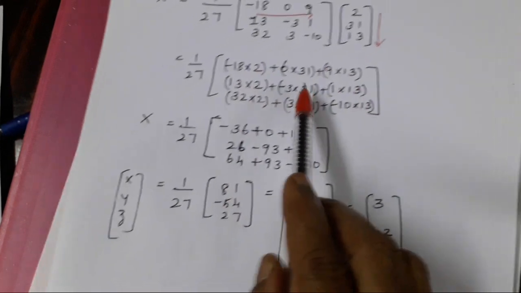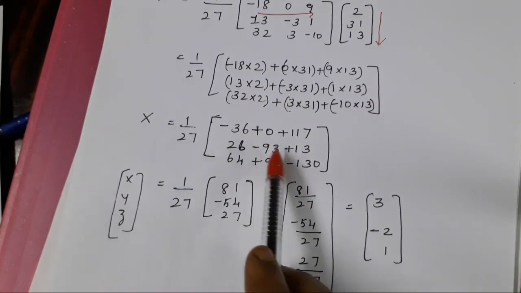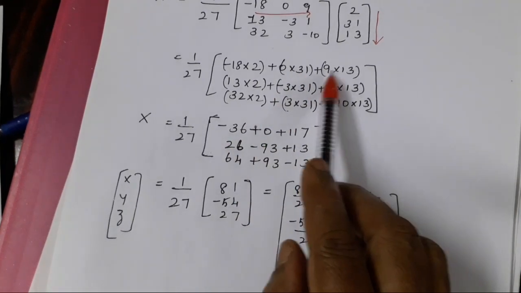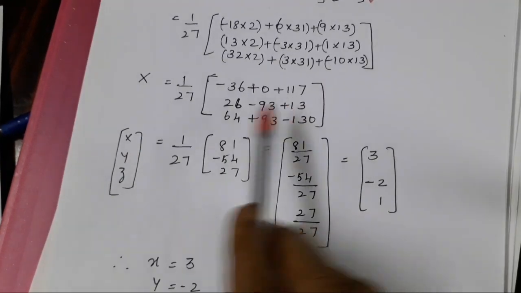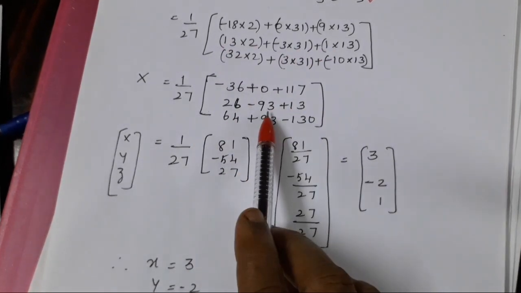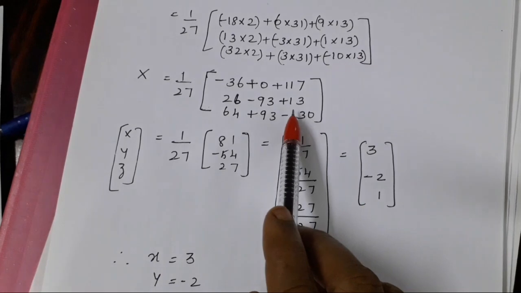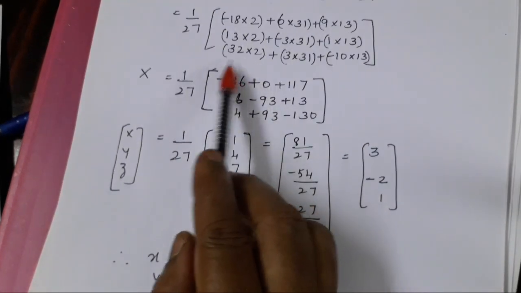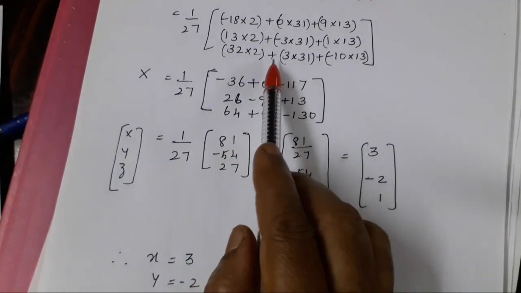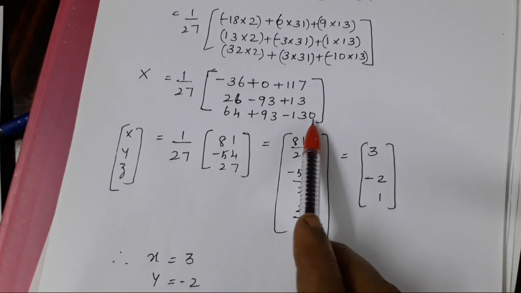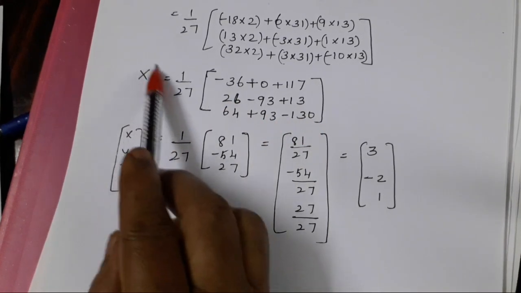See the calculation part. Now X equals 1 by 27 into minus 18 into 2 is minus 36. 0 into any number is 0. 9 into 13 is 117. Next, 13 into 2 is 26. Minus 3 into 31 is minus 93. 1 into 13 is 13. Again, 32 into 2 is 64. Plus 3 into 31 is 93. Minus 10 into 13 is minus 130.